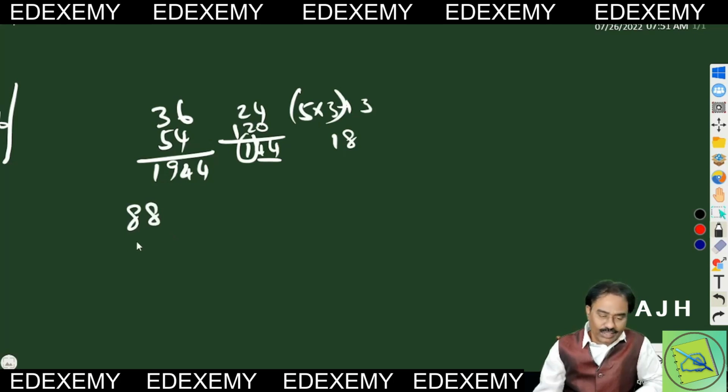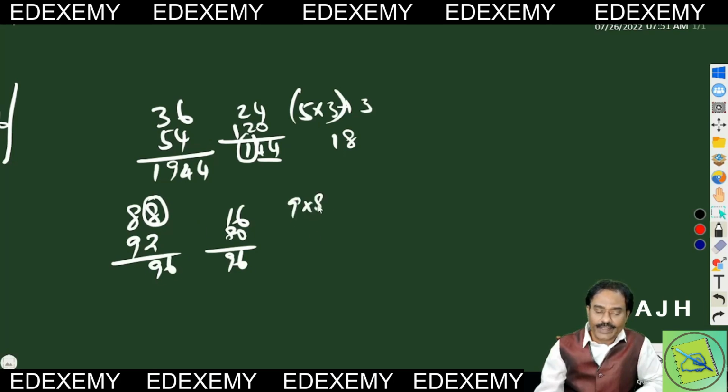Now we will find the value for some bigger numbers. 88 into 92. 8 2s are 16. 1 rotation, 9 minus 8 is 1. Therefore multiply 1 into 8, 8 will come. You add 80. So 96. You write 96 here. Now 9 into 8 plus 8. 72 plus 8 is 80.